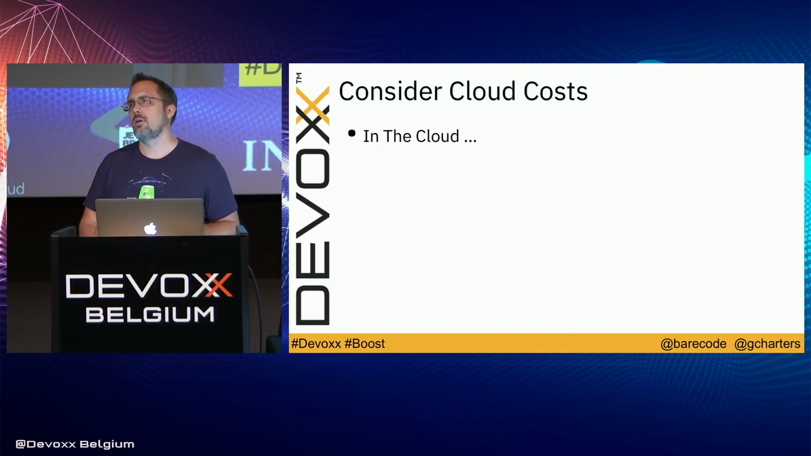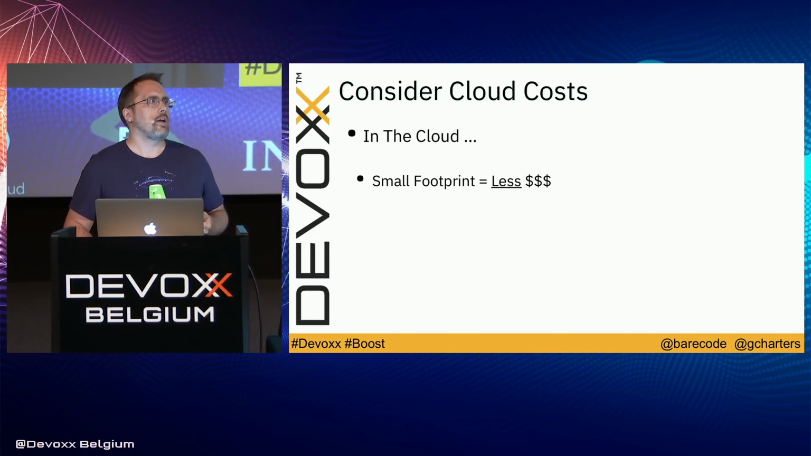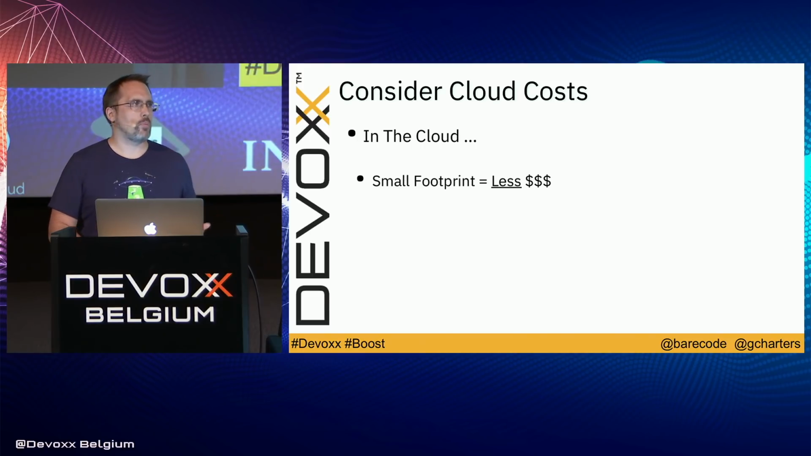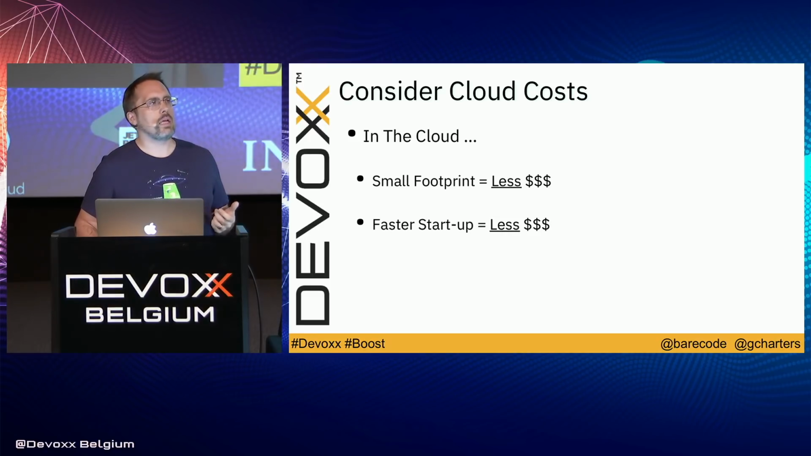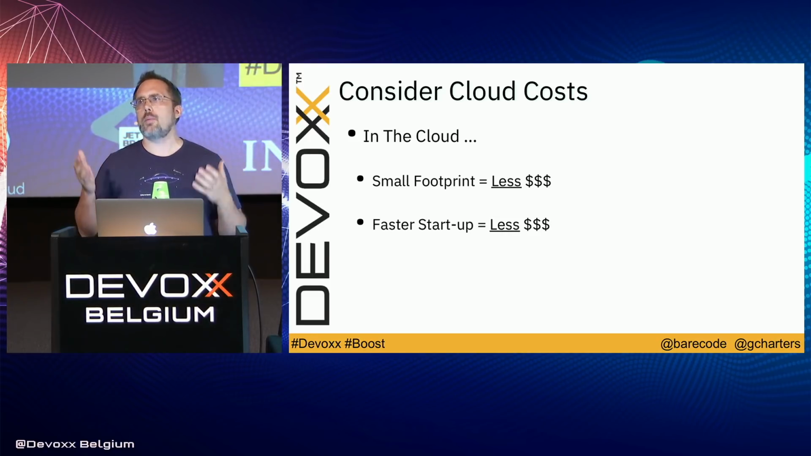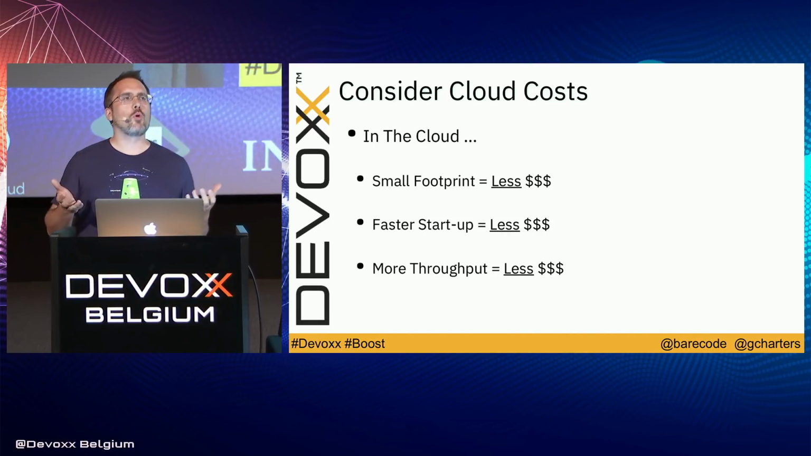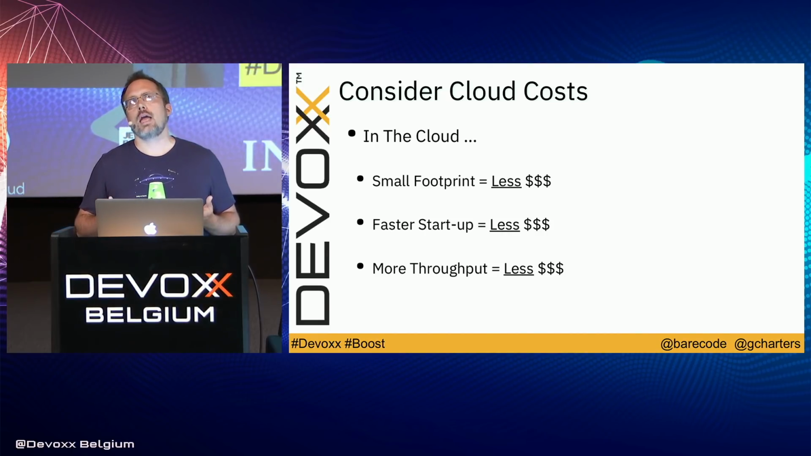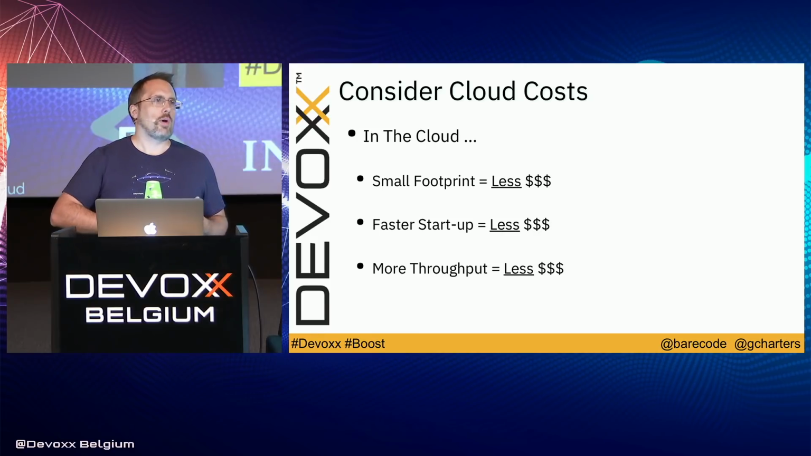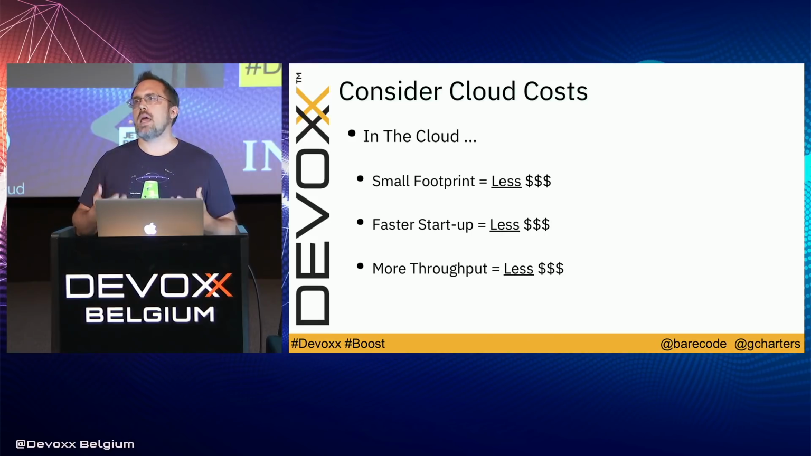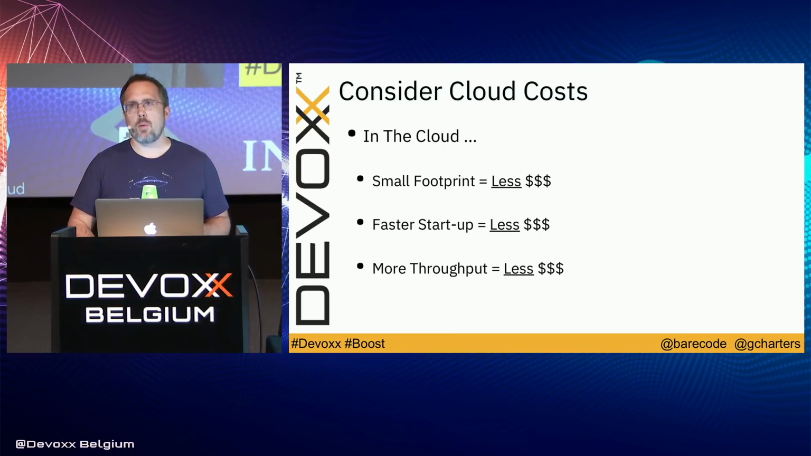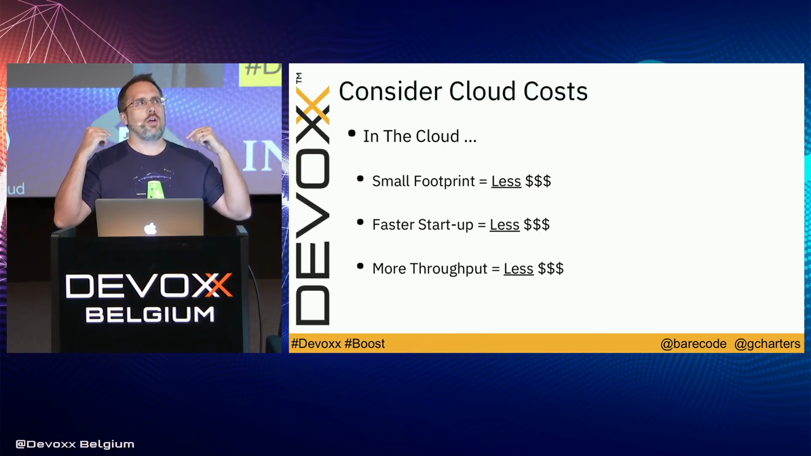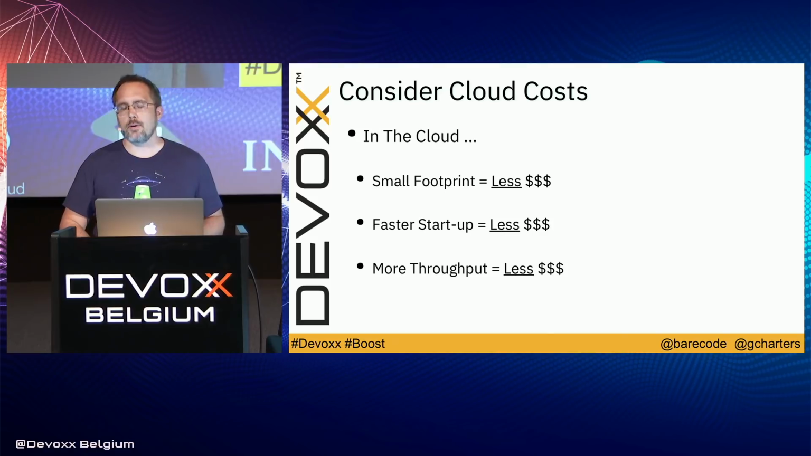So in the cloud, right, that's where we all want to be. Everything costs money. So a small footprint means less money because we pay for the resources that we use. Faster startup means less money because you can get to doing the job quickly. And if you have more throughput, you can do more work in less time. And the reality of the cloud is, it's a lot about economics. It's a lot about developer productivity. It's a lot about making your life as a developer easier because you don't have to care about all the stuff that you used to care about. But you do have to be conscious of the impact of the decisions you make.